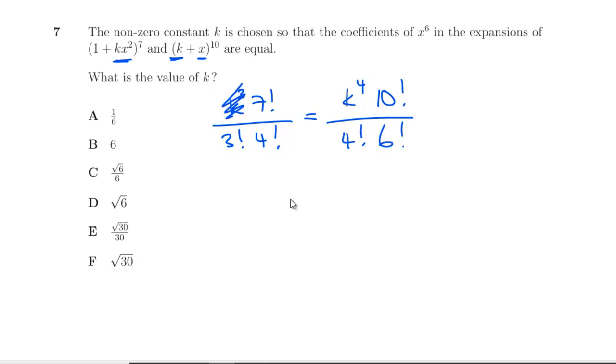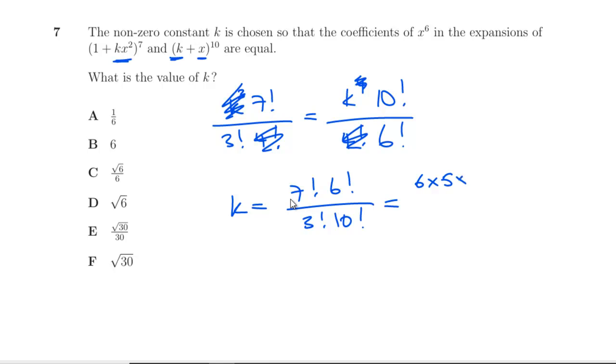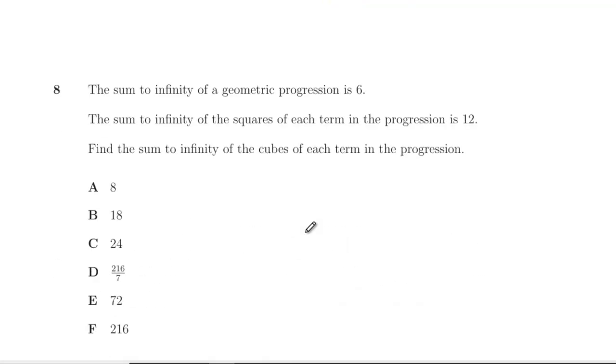So get rid of k cubed on either side, get rid of the 4 factorials on either side. So k is 7 factorial, 6 factorial over 3 factorial, 10 factorial. Let's marry the 6 and the 3 up. So 6 times 4 times 3, 6 times 5 times 4. And then the 7 and the 10 will leave 8 times 9 times 10. So make that one a half and that one a half. So I've got a quarter of 2/3. So that's a 6, which is A. That was quite a nice straightforward one.